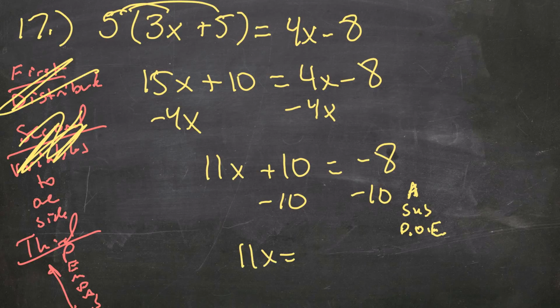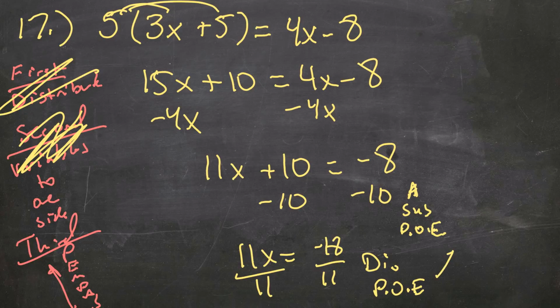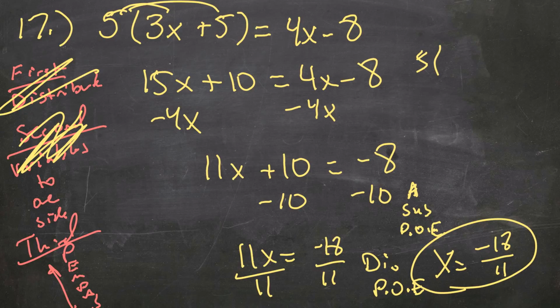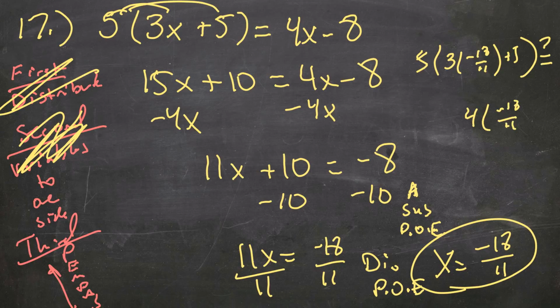I get 11x equals minus 18. Divide both sides by 11. That's my division property of equality. So my final answer is x equals negative 18 over 11. You can leave it just like that. So now I'm going to check my work. You plug it in. You say 5 times 3 times negative 18 over 11 plus 5. Does that equal 4 times negative 18 over 11 minus 8? Alright, good to go.